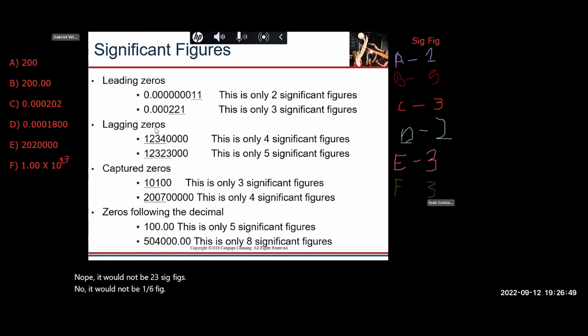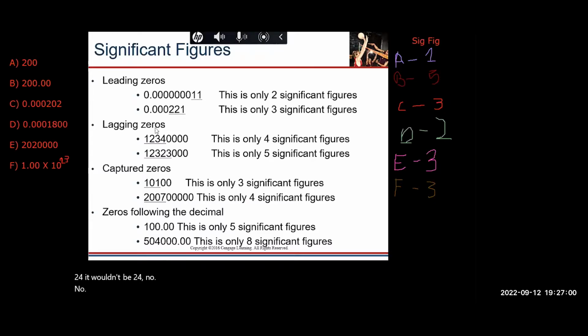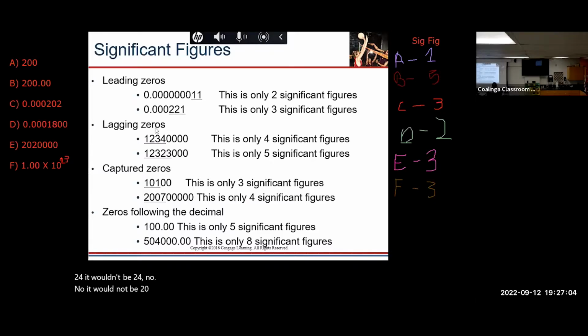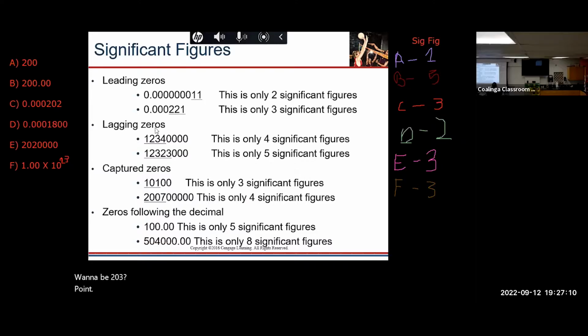24, right? It wouldn't be 24, no. 25? No. 230? Well, 230.00. It would not be 230 sig figs either. So whoever put F, that was correct. F would be 3 sig figs.